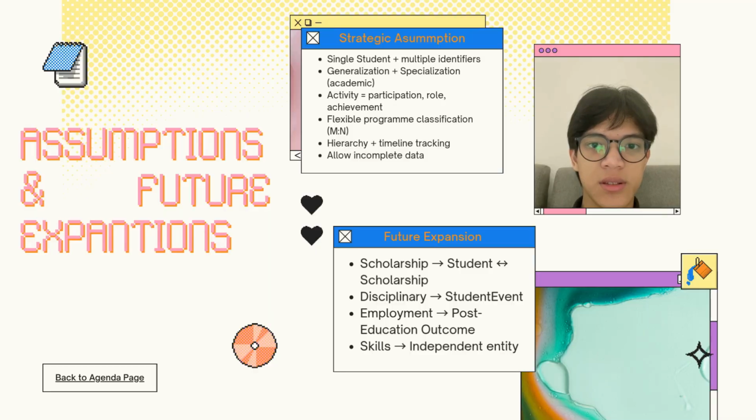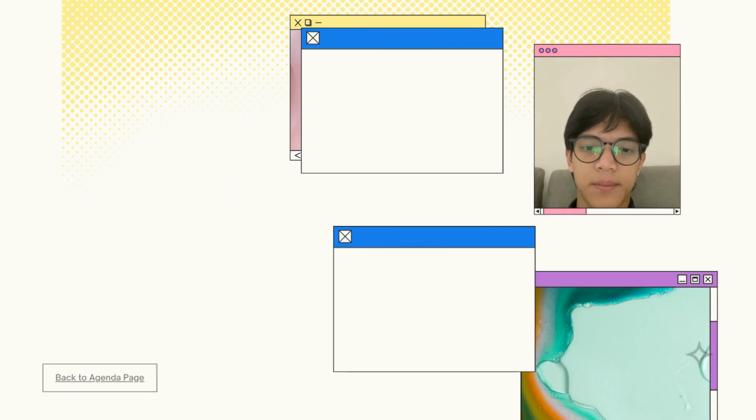For future expansions, the system is designed to be flexible. Scholarship tracking can be added through a separate entity linked to student. Disciplinary and behavior records are handled using a generalized event structure. Employment tracking is supported through a post-education entity, and skills or certification can be added independently. Overall, this assumption ensures that the system remains flexible, scalable, and capable of supporting future requirements without major redesigning.